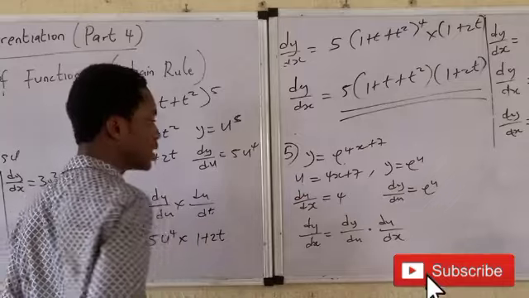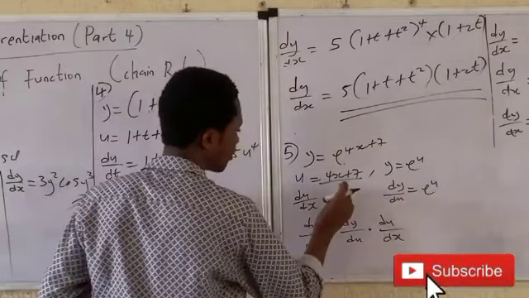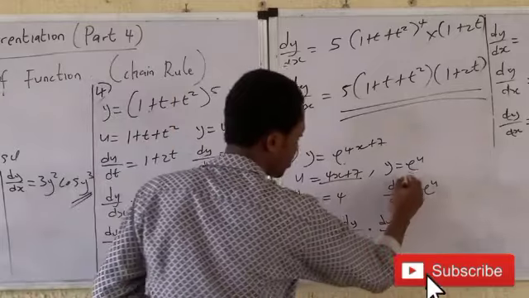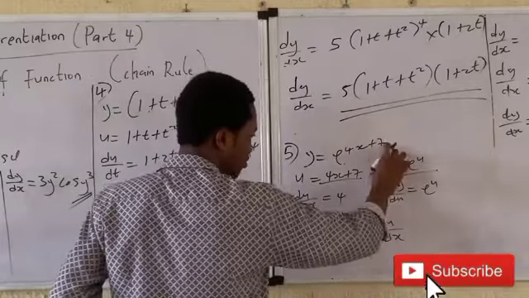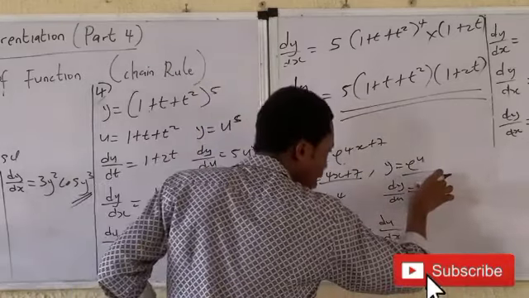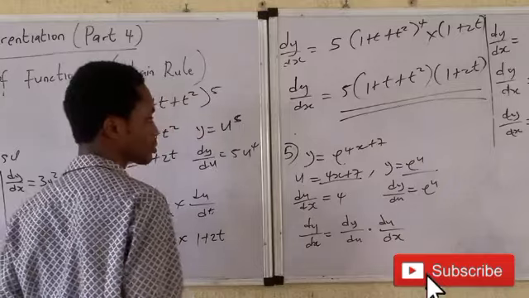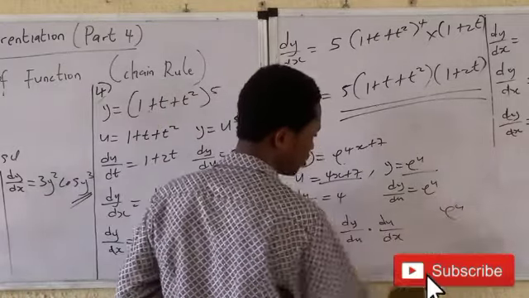Now du/dx equals 4. Differentiate this one, we have 4. Now differentiate this one, dy/du, the differentiation of y with respect to u, it gives us exponential u as well. Yes, differentiating exponential u gives us exponential u.